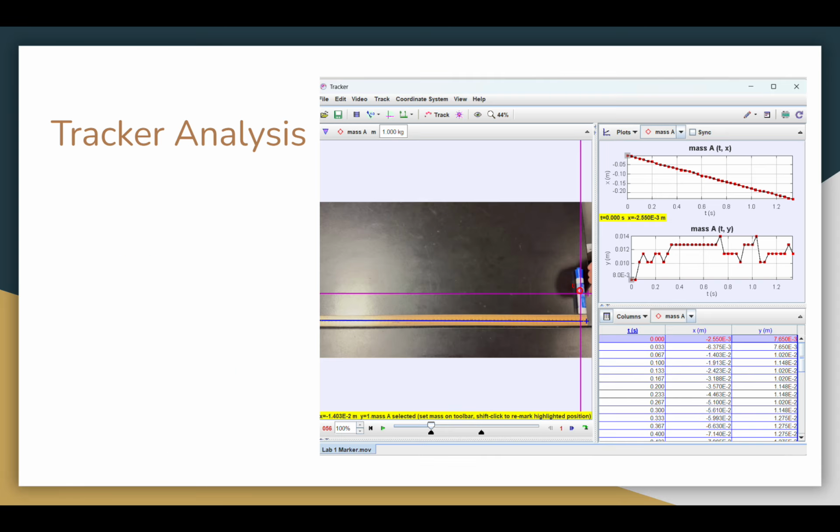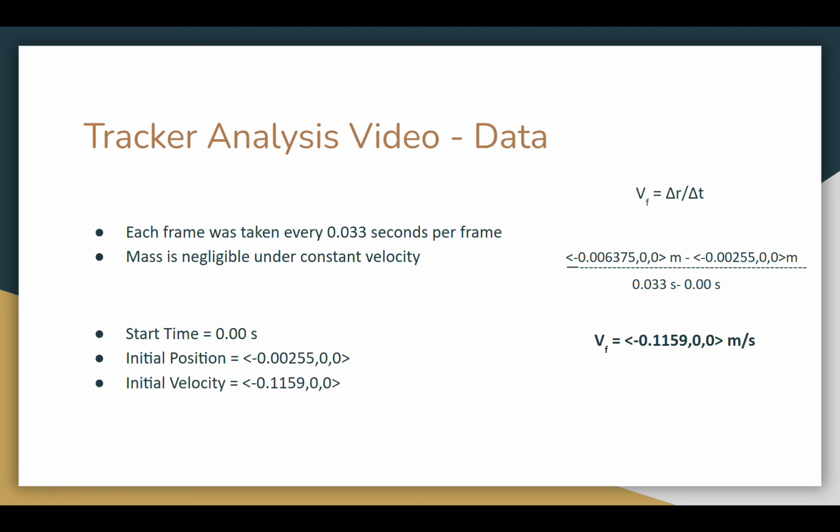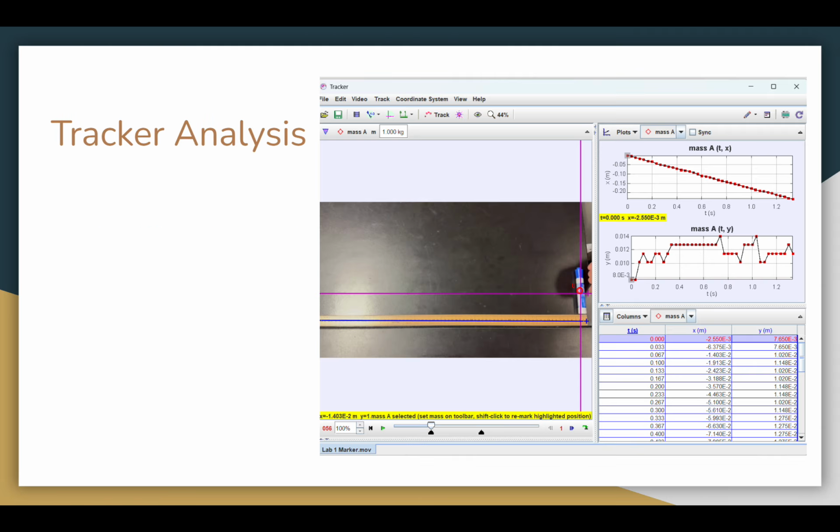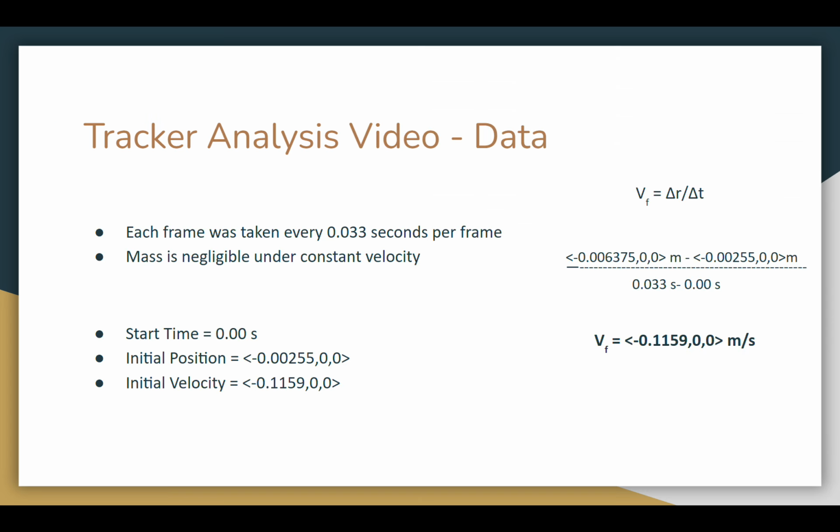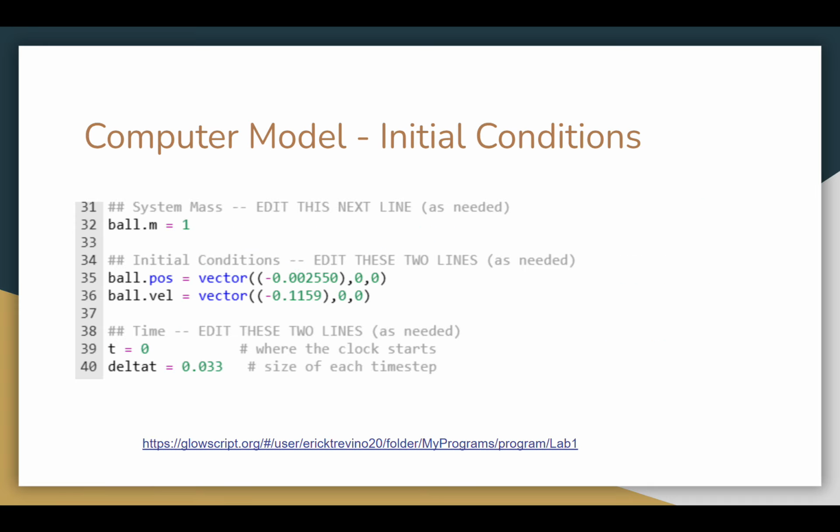This is a screenshot of my Tracker analysis just to demonstrate what I did. Within that data, I was able to find the velocity by going to the first two lines, the time of 0 seconds and the time of 0.033 seconds, with the positions at those times right here. I used the velocity update formula, distance over time, and rearranged the variables. By doing this, I got the final velocity, which should be the velocity throughout, to be negative 0.1159 meters per second. Each frame was taken every 0.033 seconds.